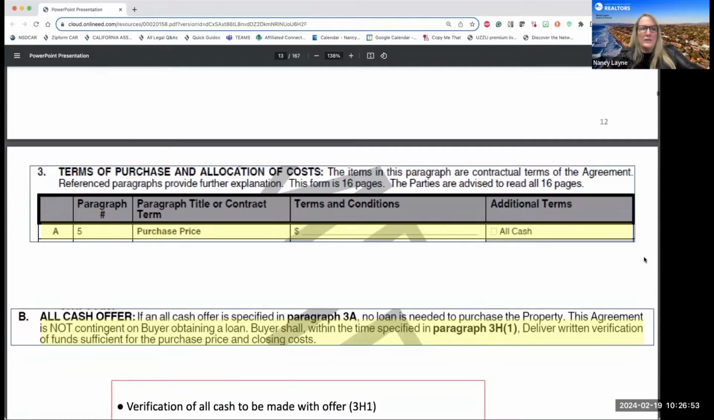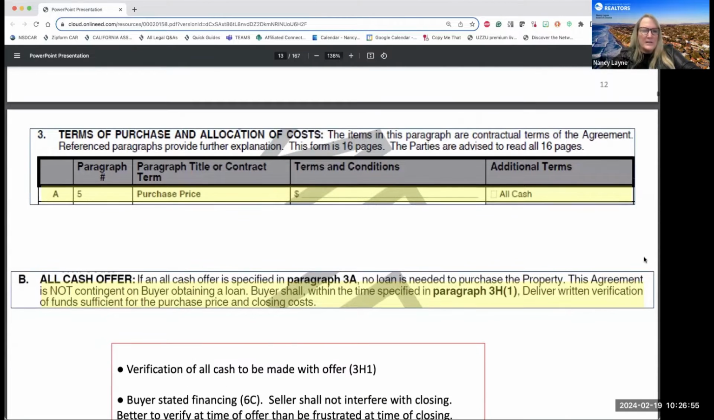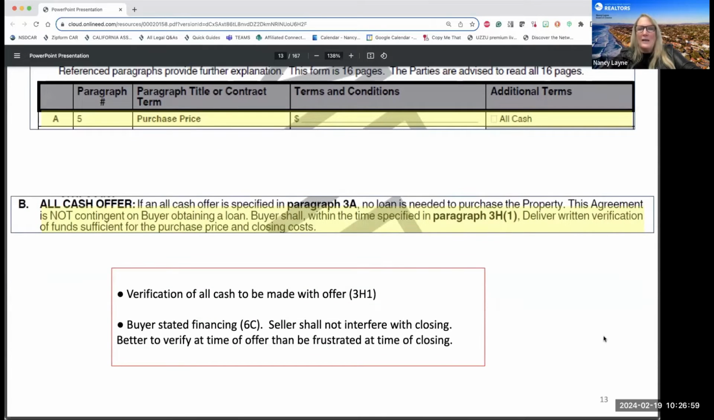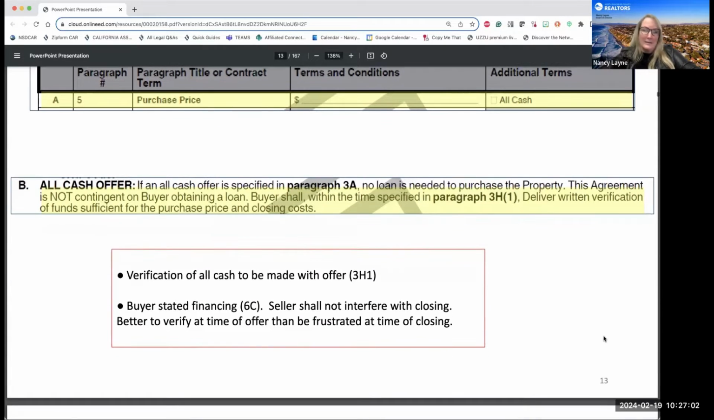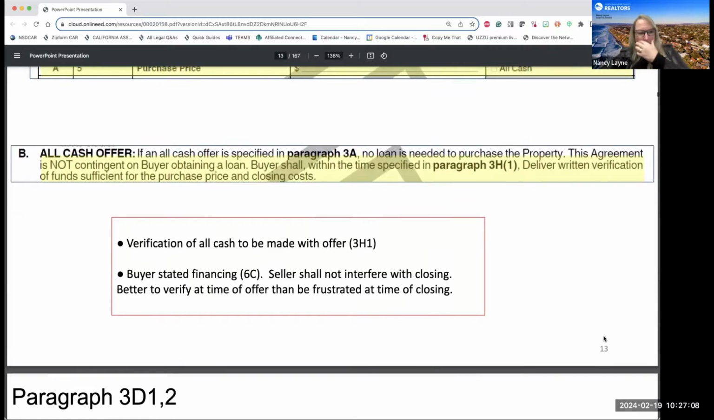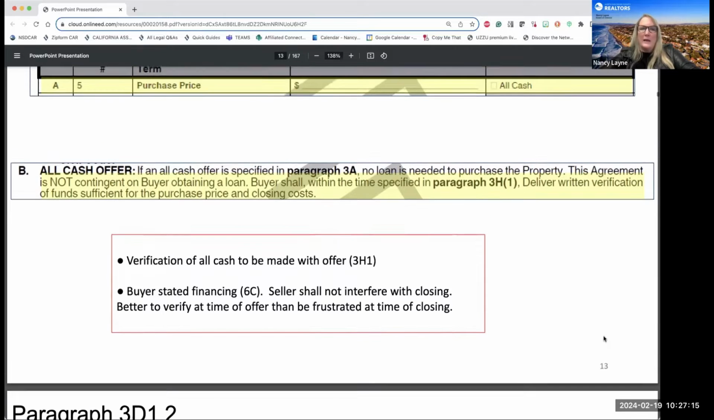Terms of purchase and allocation of cost. Again, we're back at the purchase price. Is it an all cash offer? If it is an all cash offer, then there is not a loan contingency. I think that's self-explanatory, but we have had this question asked many times because it is an all cash offer, it does not preclude them from getting a loan.